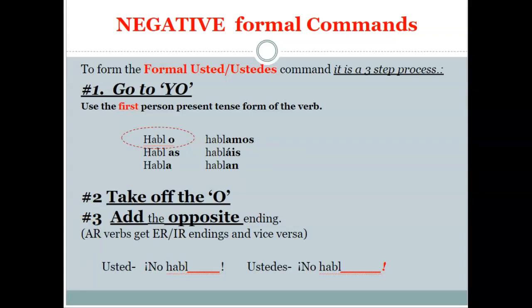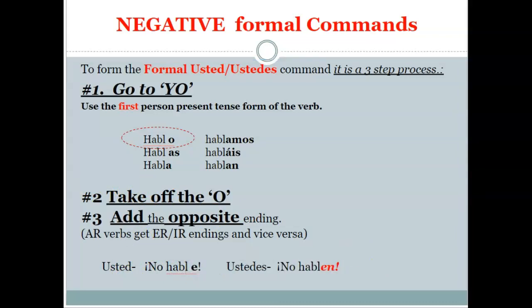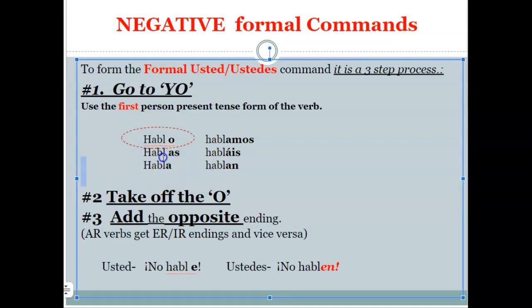And it's actually the same. Well, first negative. No hable. Okay. Go to yo is hablo. Take out the yo, and then usted. You're just going to add the opposite usted form. So remember how we did the two forms for the two opposite twos? Now we're going to do the opposite usted. No hable. Or ustedes no hablen.